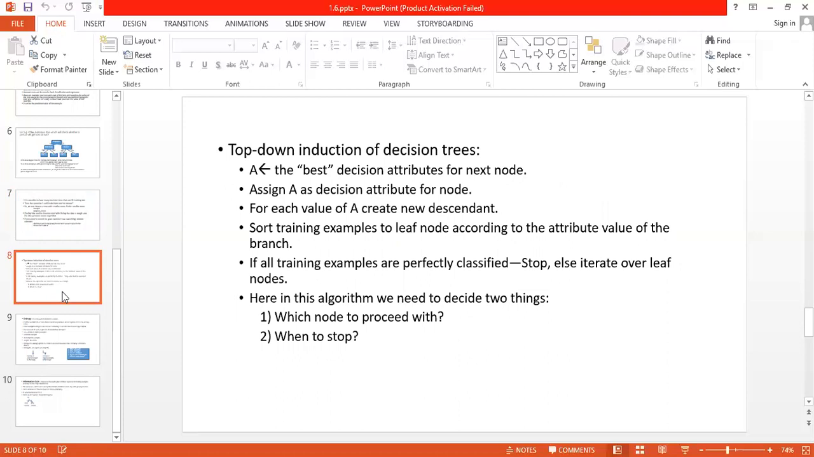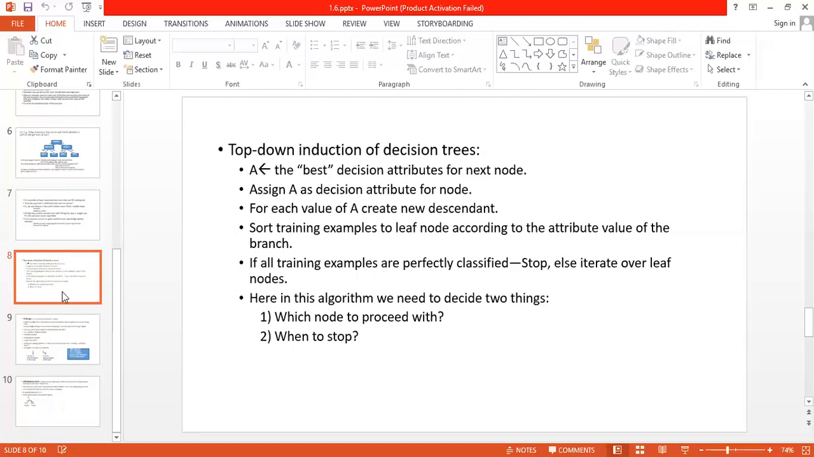Then sort the training examples to leaf node according to the attribute value of the branch. If all training examples are perfectly classified, stop. Else iterate over leaf nodes. When you get perfect classification for whatever training set you have provided, if you are getting answers for all of the training set, then you have to stop growing the tree.